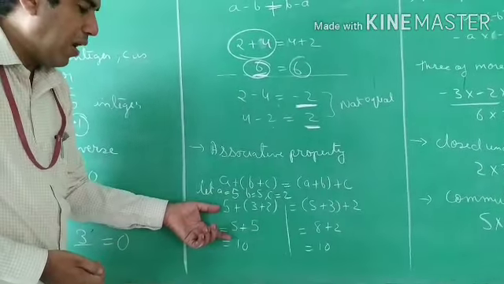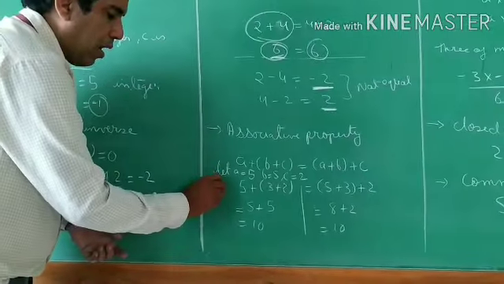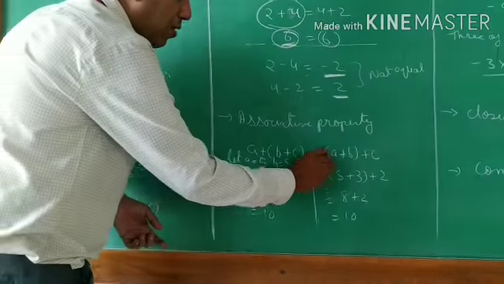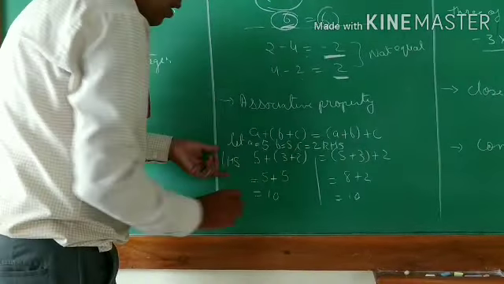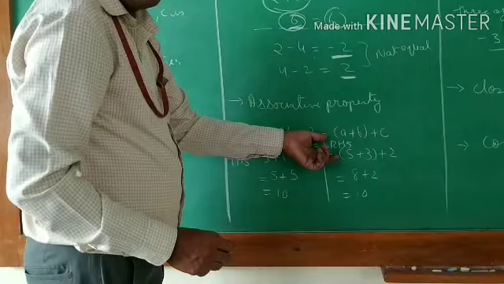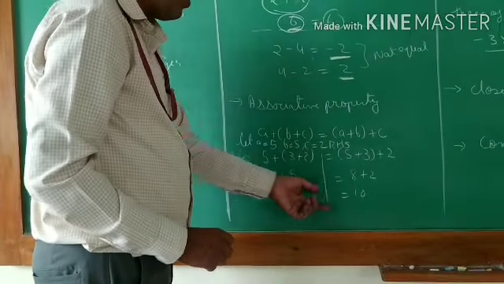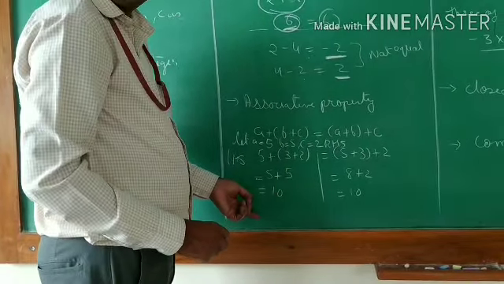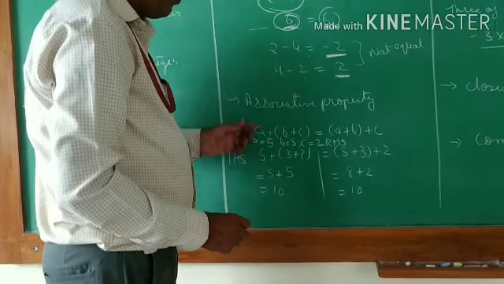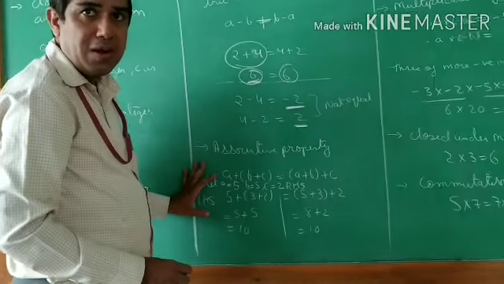You can see I wrote here A equal to 5, B equal to 3 and C equal to 2, and I got the answer of LHS also. You can see here this is LHS and this is RHS. LHS means left hand side, RHS means right hand side. I got the answer 10 and 10, and you can see both are the same. I think it is clear to you. The associative property for addition is satisfied.